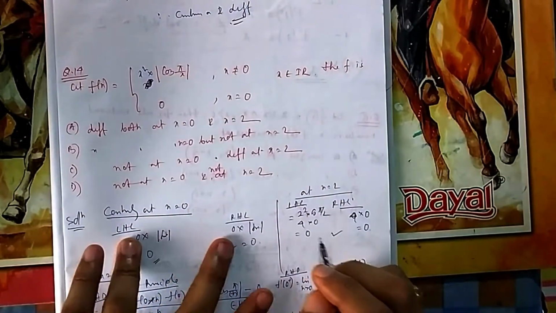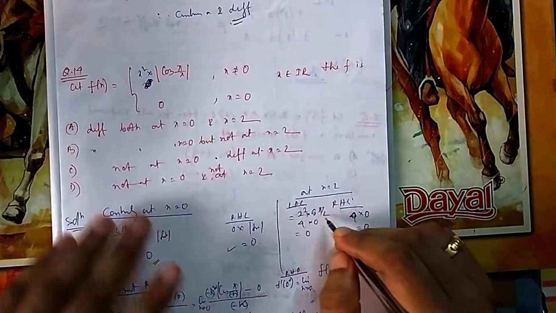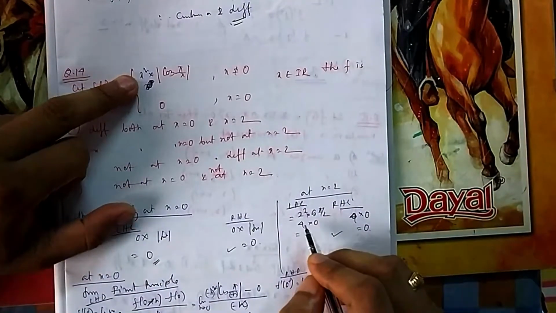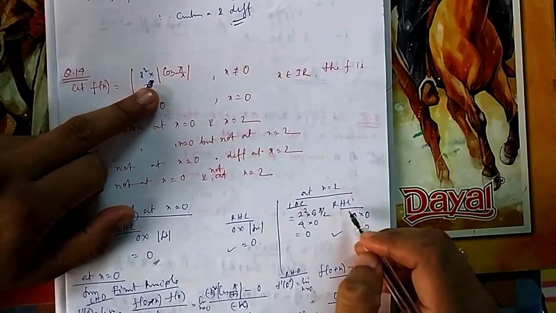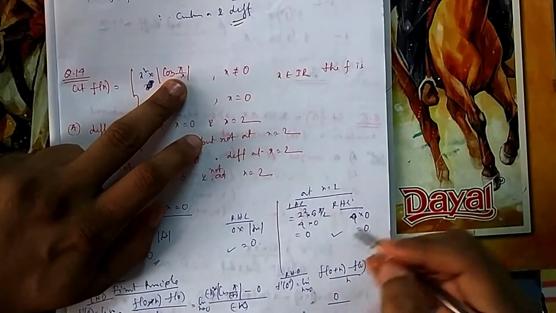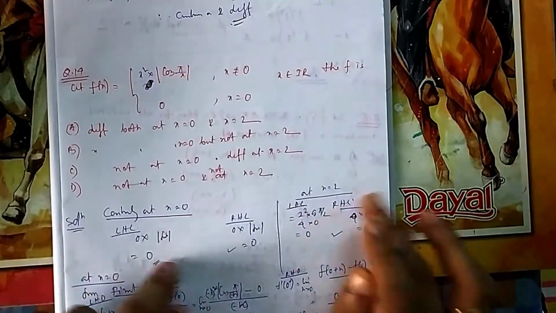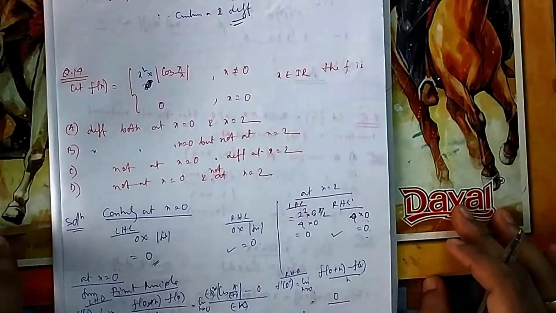So it is continuous at x equal to 0. At x equal to 2, if you put it now, it will be 2 square cos pi by 2. So that is 0. If you put right hand limit also, that is 2 plus, that is also 0. So it is continuous at both x equal to 0 and 2.